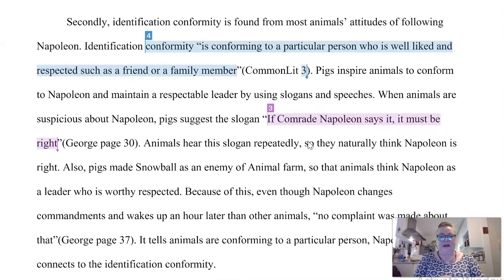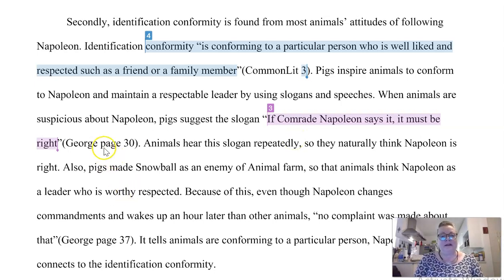Then a nice, solid second body paragraph where Arena discusses identification type of conformity, and using the idea of Napoleon as this charismatic, strong leader, and the use of slogans and speeches. Okay, so again, animals hear the slogan over and over again. If Comrade Napoleon says it, it must be right.